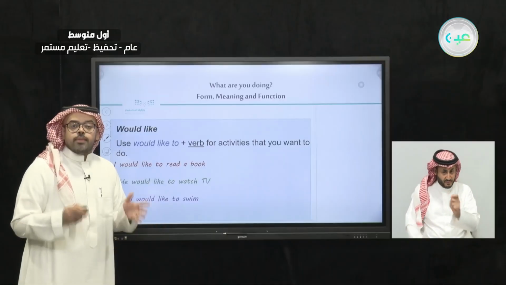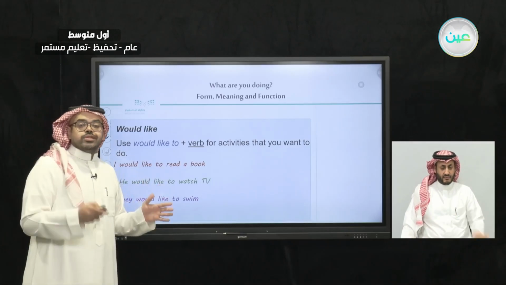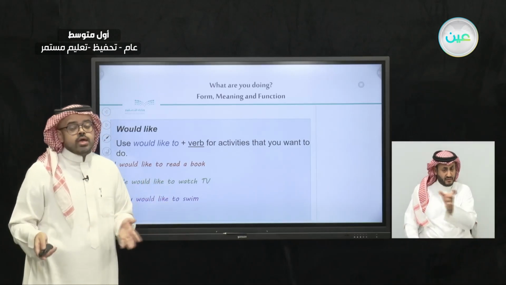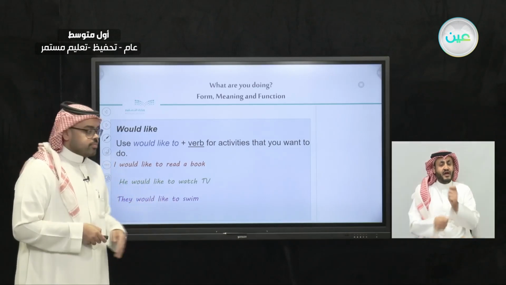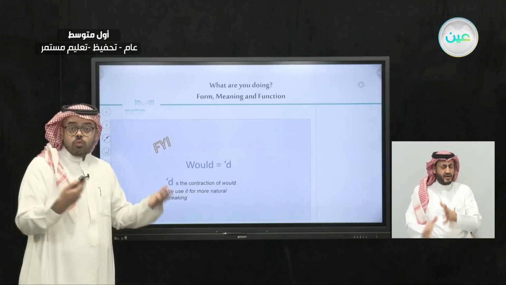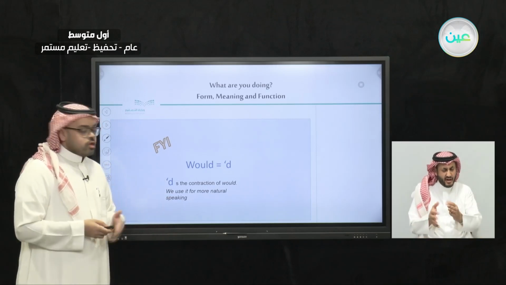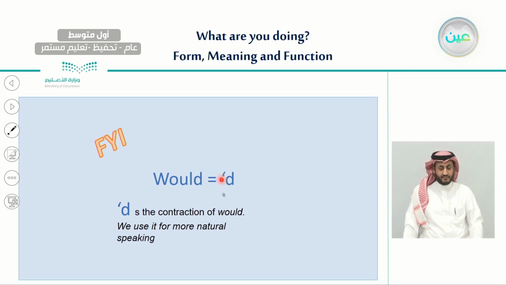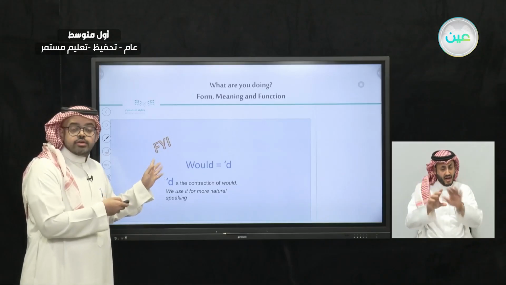So this is the difference between would like and would like to. We use would like with a noun and would like to with a verb. An important piece of information here: to speak English more naturally, we can use a contraction of the word would. The form is apostrophe and the letter D. We use this contraction just for more natural speaking. So when you speak, it sounds more natural if you use 'd instead of would.